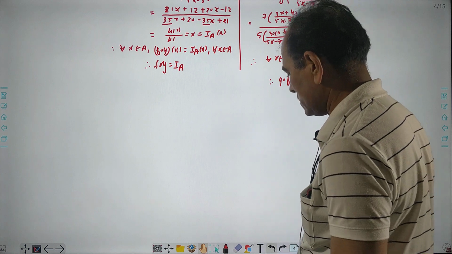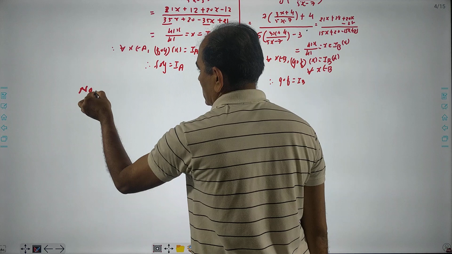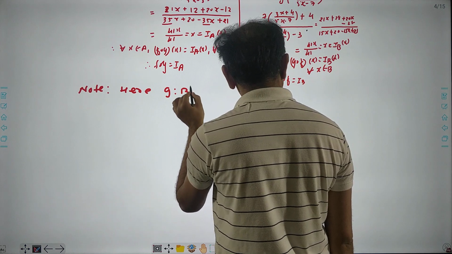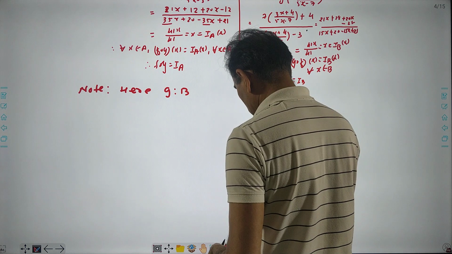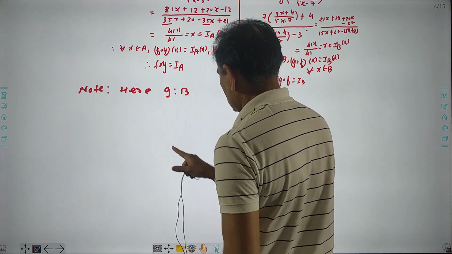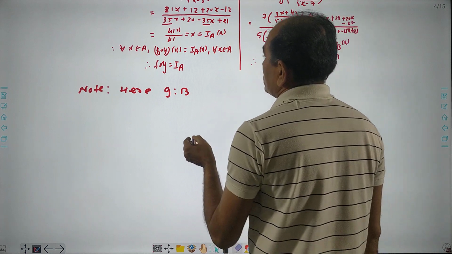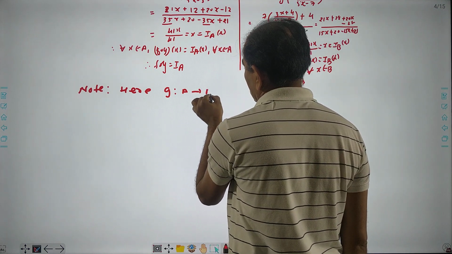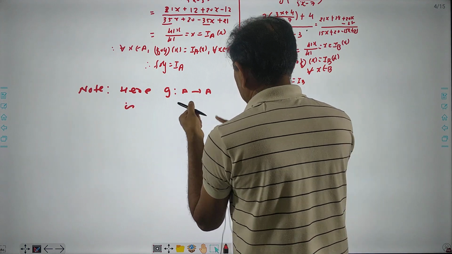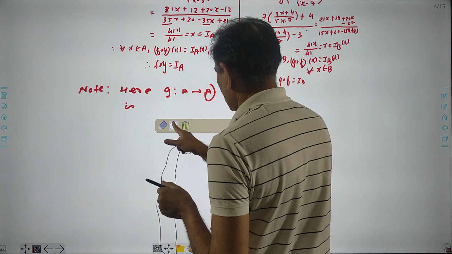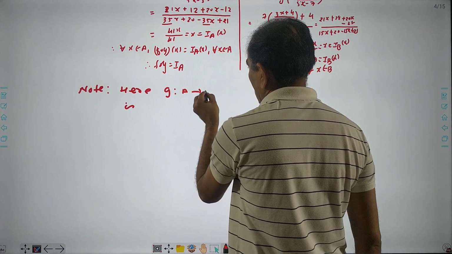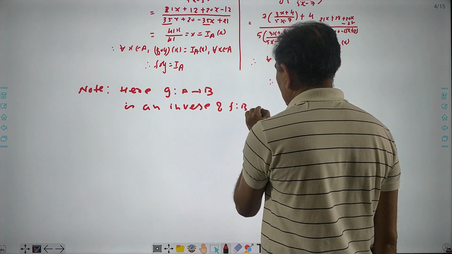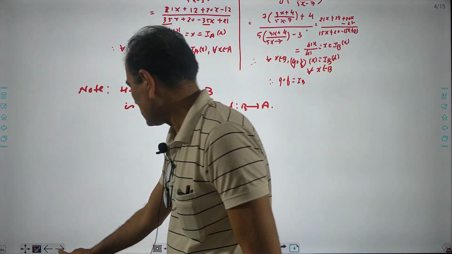So g of f is equal to this one. So let us put it here: g from A to B. G from A to B is an inverse of f from B to A here. Clear? Now let us see next.